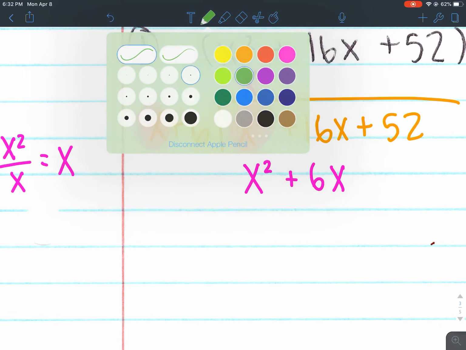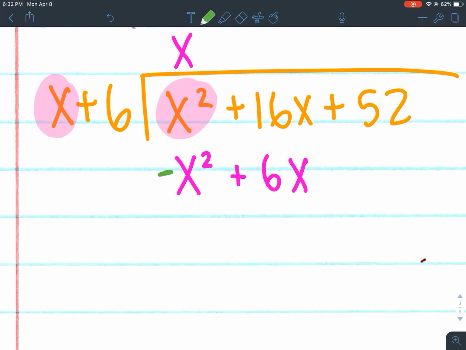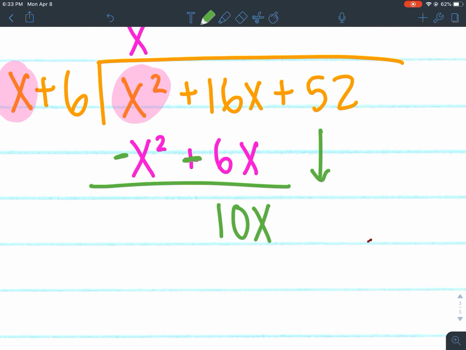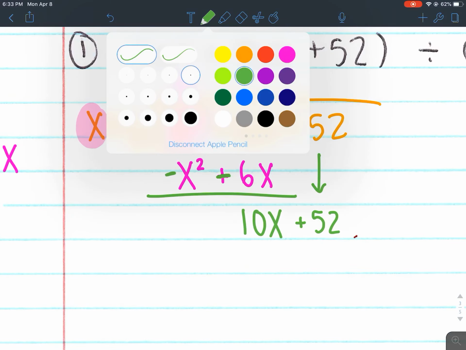Now you're going to subtract. When you subtract, signs change. Minus, minus. X squared minus x squared is 0. 16x minus 6x is 10x. Okay? And then you bring down the next term. Okay?